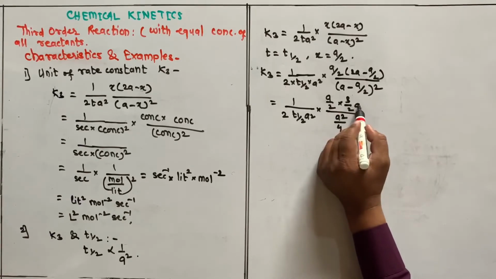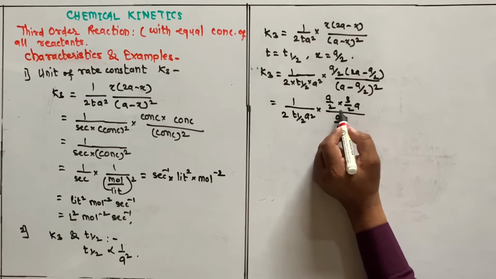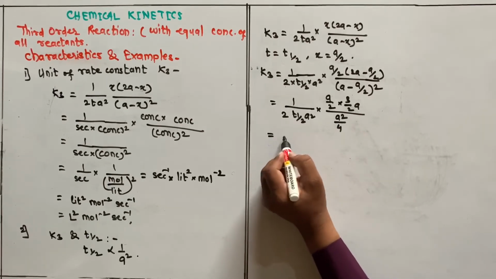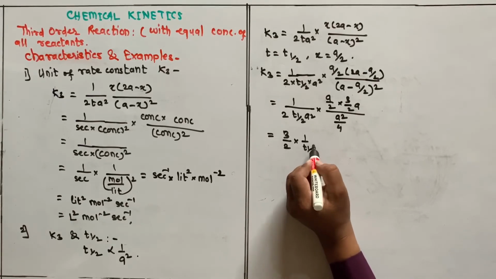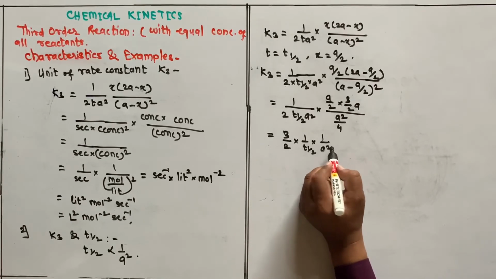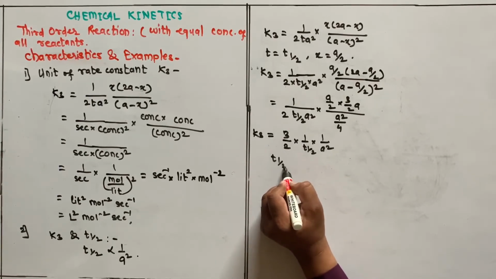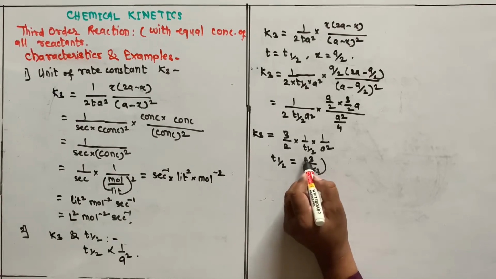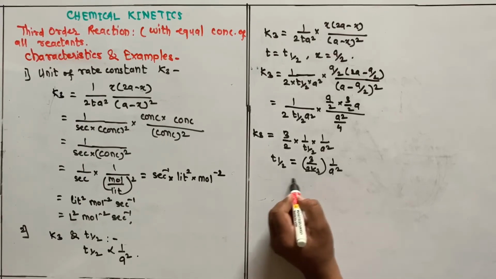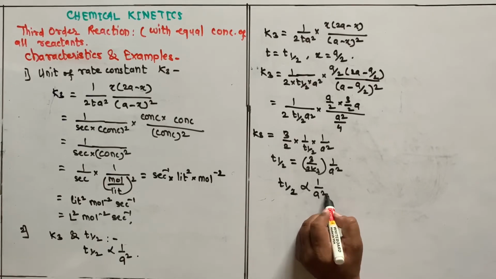So this a into a square, this a square gets cancelled, this 4 and these 2 into 2, 4 get cancelled. It becomes 3 divided by 2 into T half into 1 upon A square, which is equal to K3, or simply T half therefore is equal to 3 divided by 2 K3 into 1 upon A square, or T half is directly proportional to 1 upon A square.